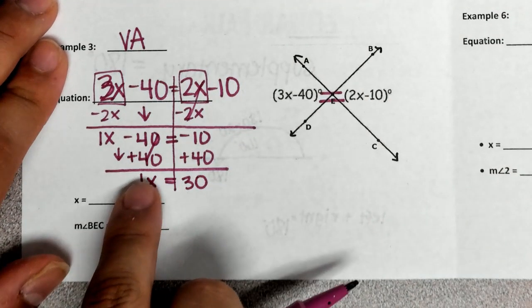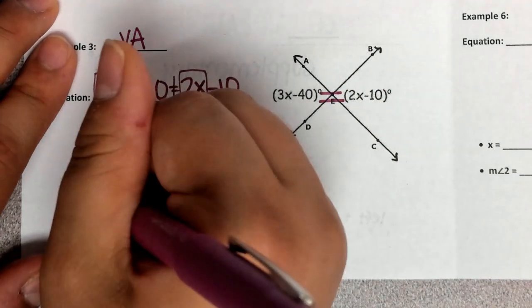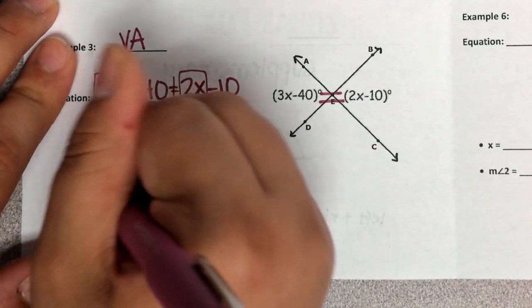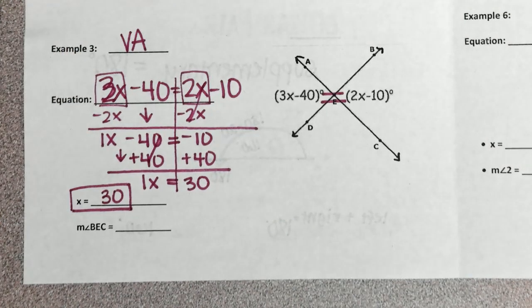And I could divide by 1, but what's anything divided by 1? It's going to just stay 30. That's my answer. x equals 30. Is it?